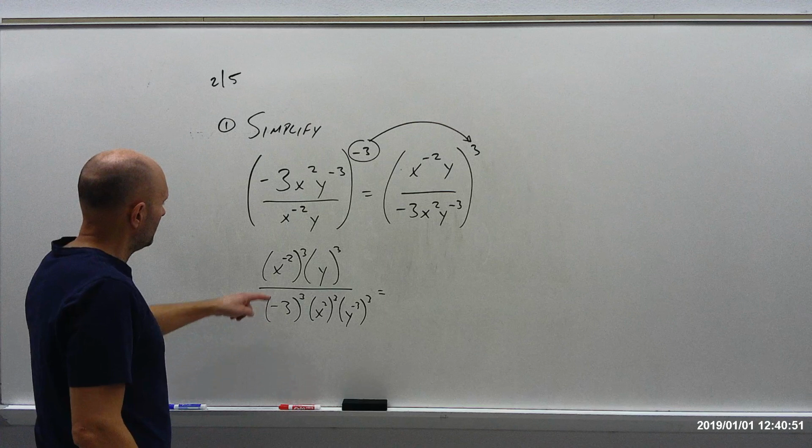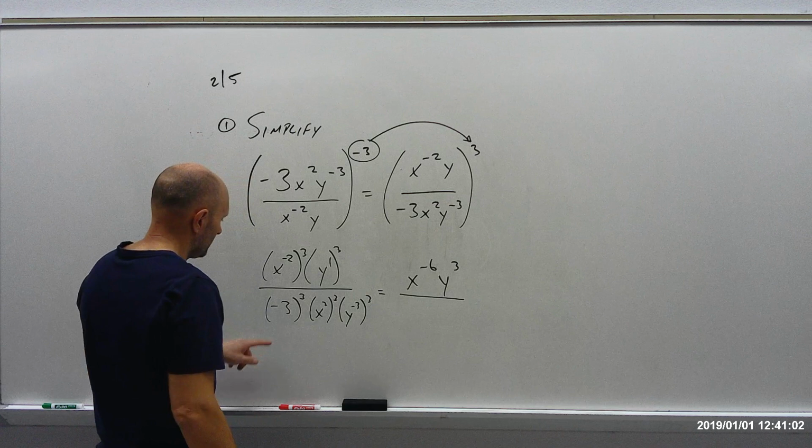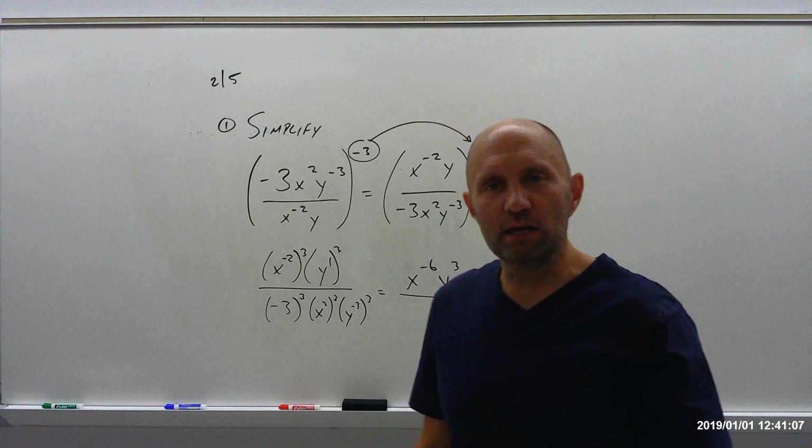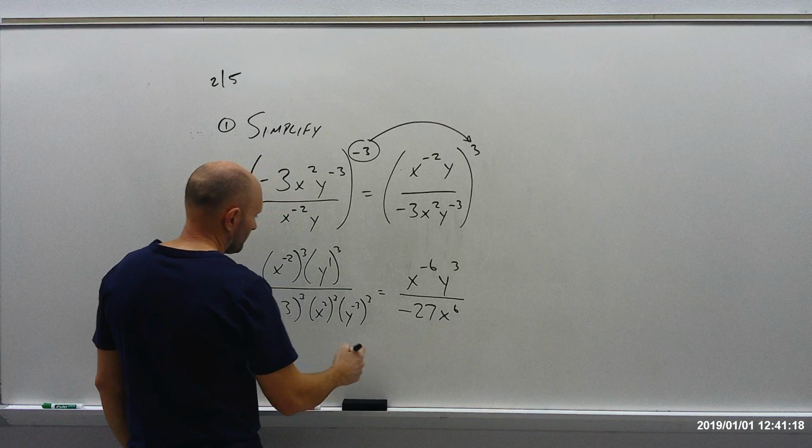So what do we get here? Negative 2 times 3 is negative 6. It's like the invisible 1 here, so 1 times 3 is 3. Negative 3 to the third. This means negative 3 times negative 3 times negative 3. So that's what? Negative 27. 2 times 3 is 6. Negative 3 times 3 is negative 9.